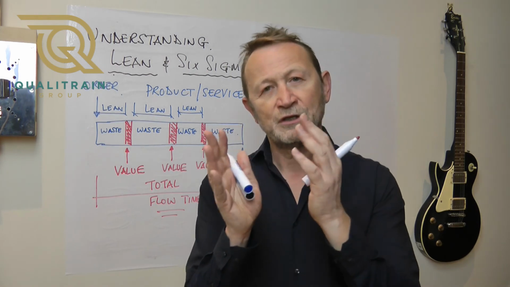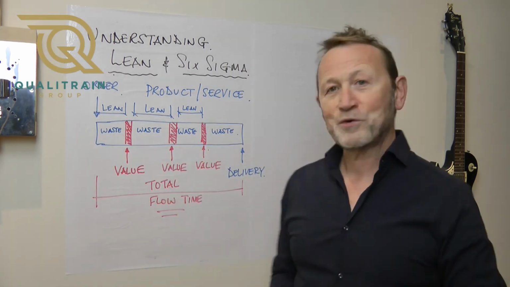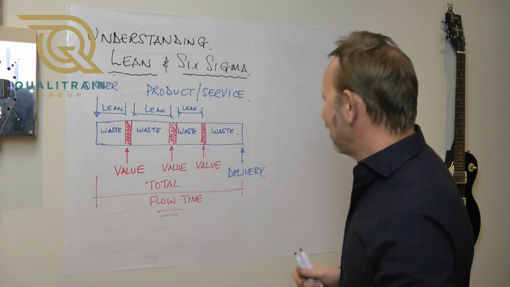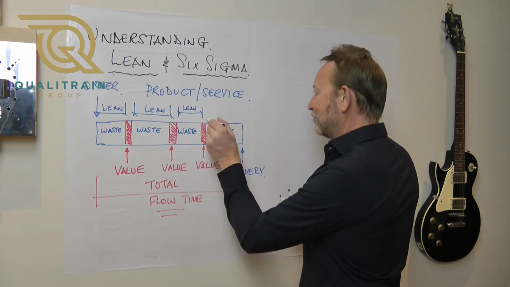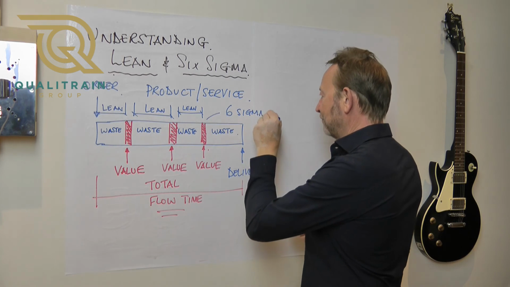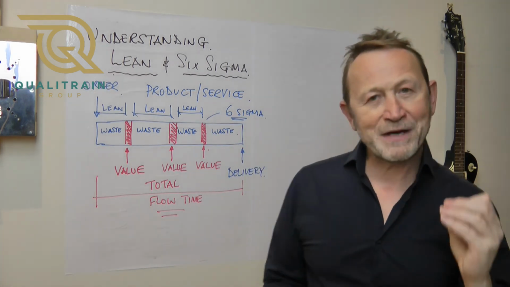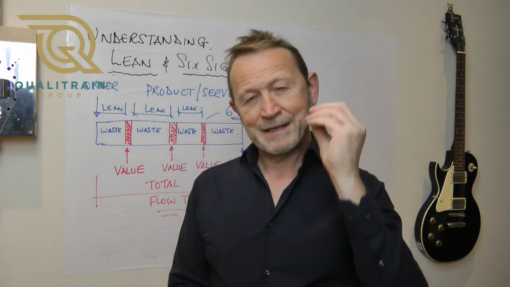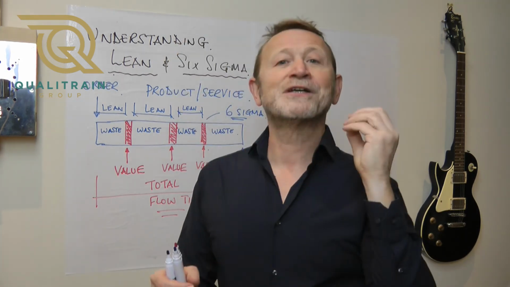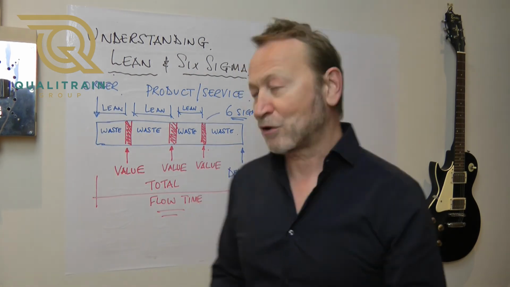Now what Six Sigma does, on the other hand, is concern itself with the valuable parts. Okay, so Six Sigma is now working on the machinery, because what we want to happen is we want to make the machinery as reliable as possible, producing goods to the best level to please the customer as possible.